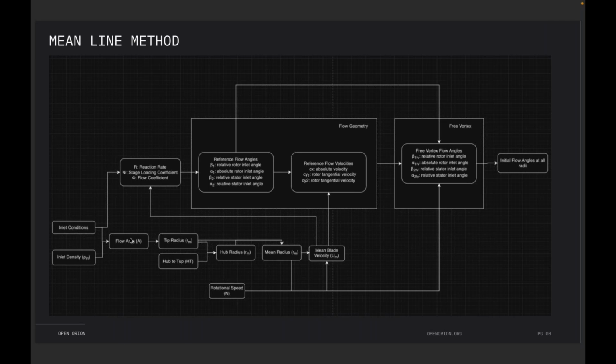And then alongside, you have a reaction rate, which you can get for each stage. Usually people like to start off at a really high reaction rate, like 0.7, and taper down to 0.5.